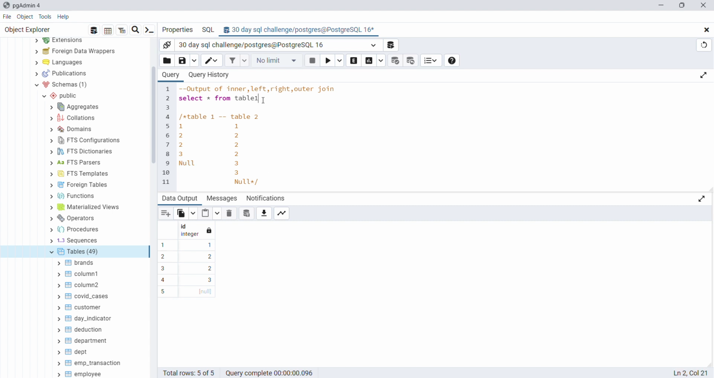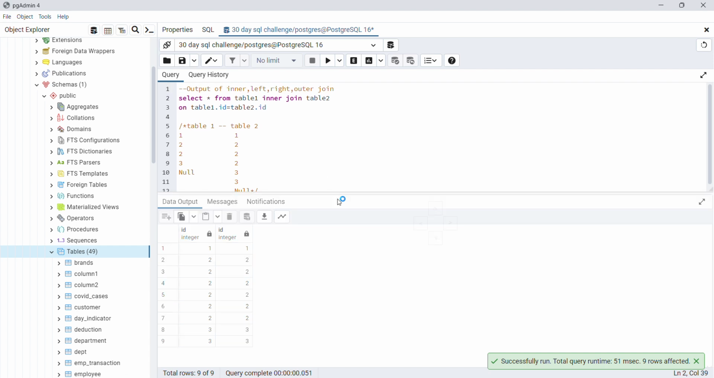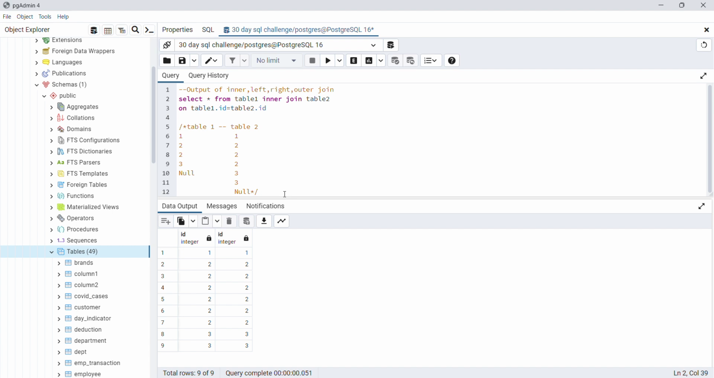So firstly we'll be looking at the inner join. So let's start from table 1, inner join, table 2 on table 1 dot AD. So you can see the result of the inner join.